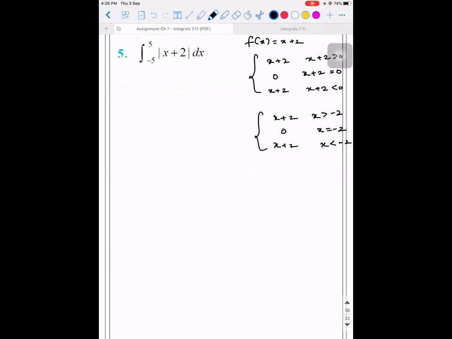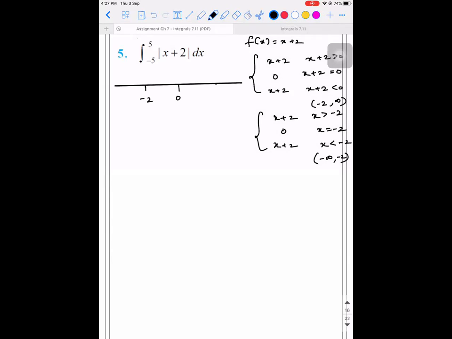Is it clear? Did you guys understand what I did? Yes, sir. So x is greater than minus 2 means it is minus 2 to infinity. x is equal to minus 2 is minus 2 only. This is minus infinity to minus 2. Now, how are we supposed to split the limit? So you have a number line. You have minus 2.